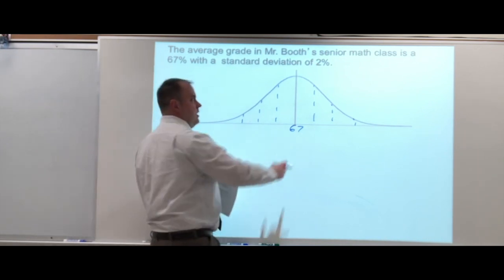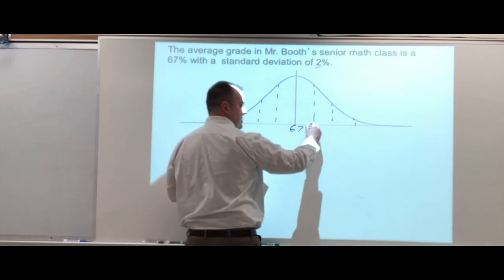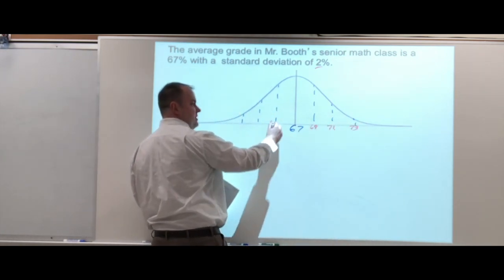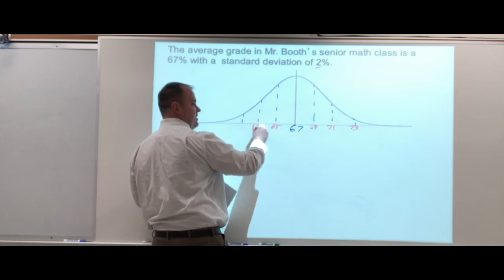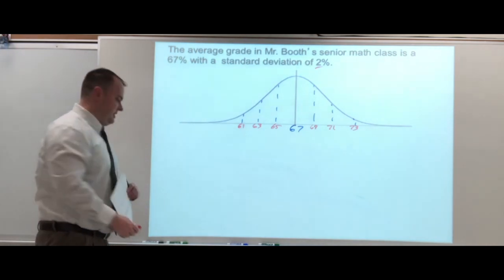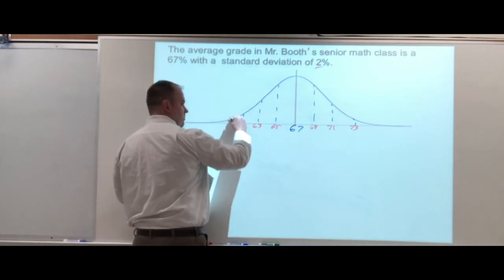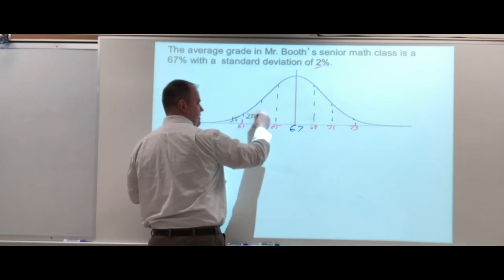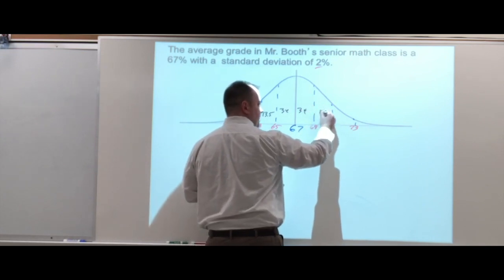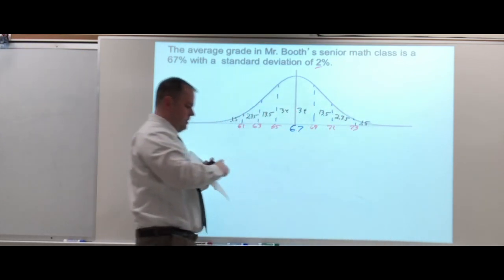Add by 2. Okay, standard deviation is 2%. We're not counting by 2%. 69, 71, 73. Going the other way, subtract. 65, 63, 61. And the percentages again are going to be the same. So if you need to fill them in quickly, 0.15, 2.35, 13.5, 34, 34, 13.5, 2.35, 0.15.